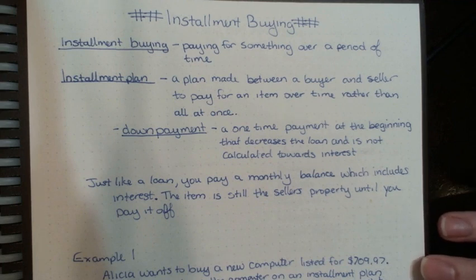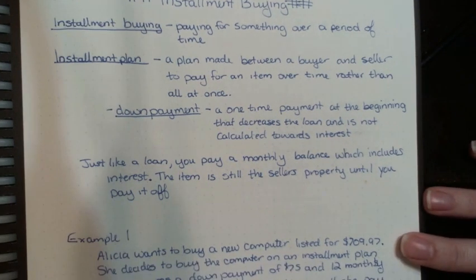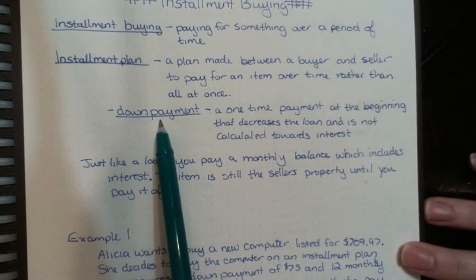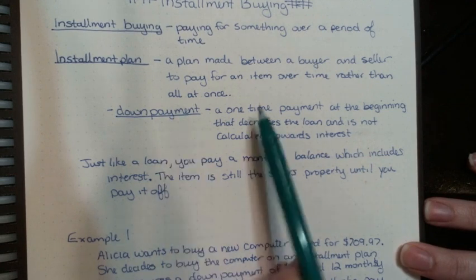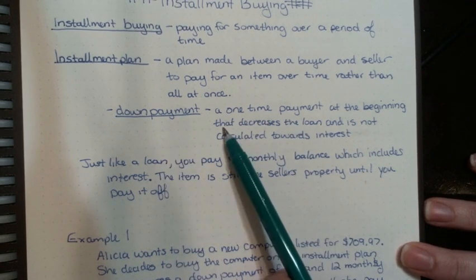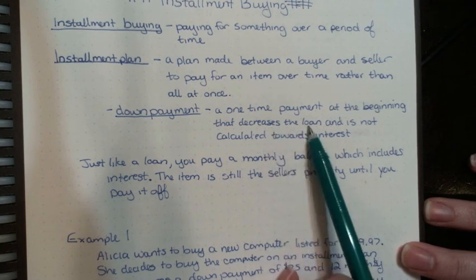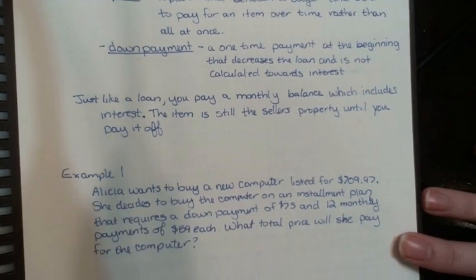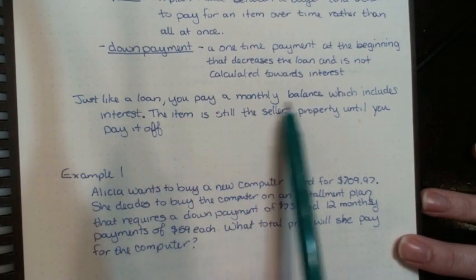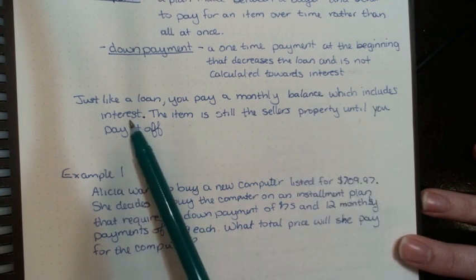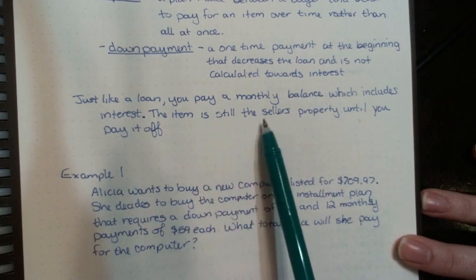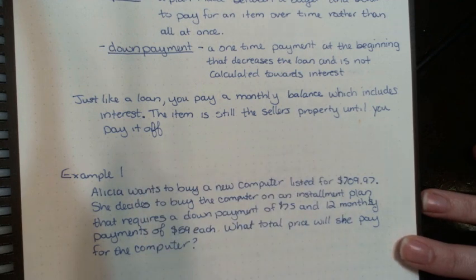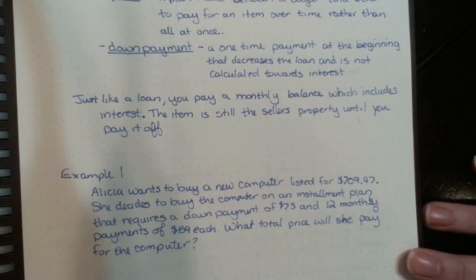A lot of times you'll see things like no down, but usually there is a down payment. So no down means they do not expect anything up front, but a down payment is a one-time payment at the beginning, so your upfront cost that decreases the loan and is not calculated towards the interest. So just like a loan, you are paying a monthly balance which includes an interest, and the item is still the seller's property until you pay it off. So if you don't pay it off, that's when the repo guy comes and takes it from you.